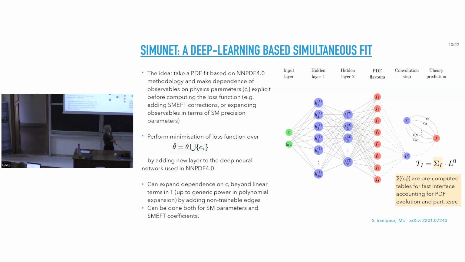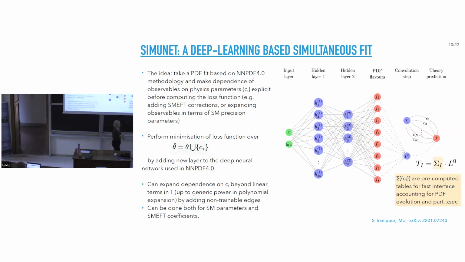But then you make the dependence of the observable on some physics parameter C explicit, and you add an extra layer to the neural network. This gives you an extra layer, and the loss function takes into account the correction from the parameters you get in the extra layer. Then you perform the minimization of the chi-square or the loss function over the joint space of parameters: the parameters of the neural network and the parameter here.